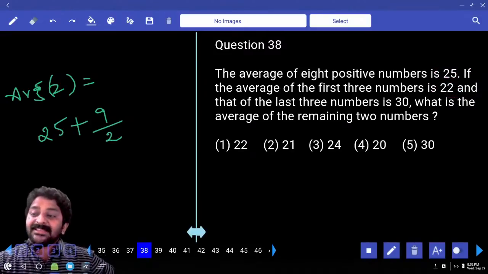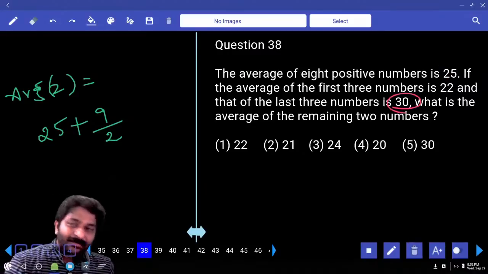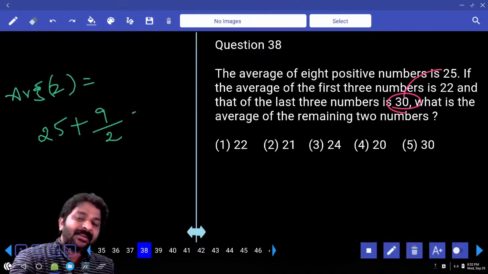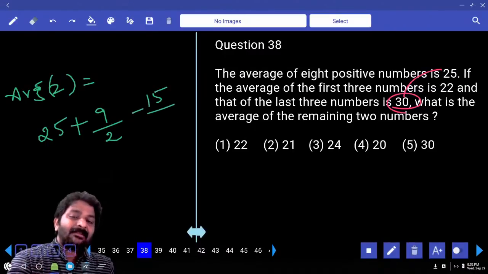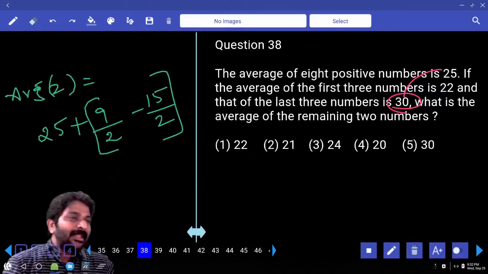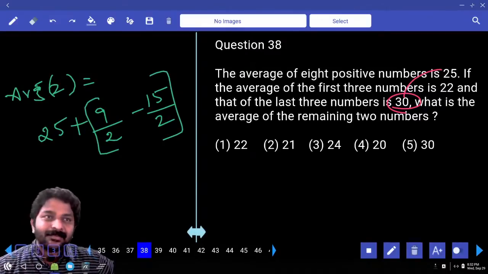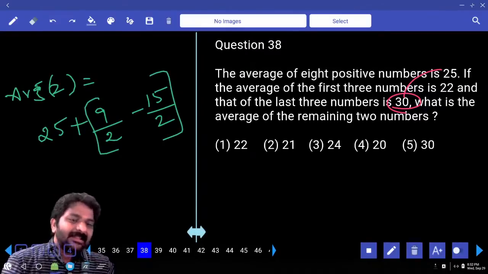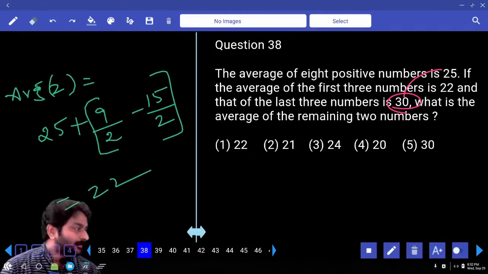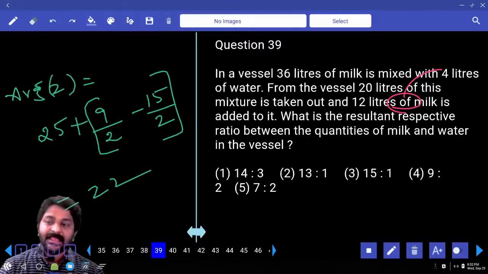Okay. The average of the last 3 numbers is 30, which is how much more than the actual average? Like that, how many numbers are there? 5 threes, 15 more. As it is a reverse effect, we have to subtract 15 and convert into average by dividing by 2. 9 by 2 minus 15 by 2 is minus 6 by 2, that is minus 3. 25 minus 3 is 22. This is by using the equality concept.